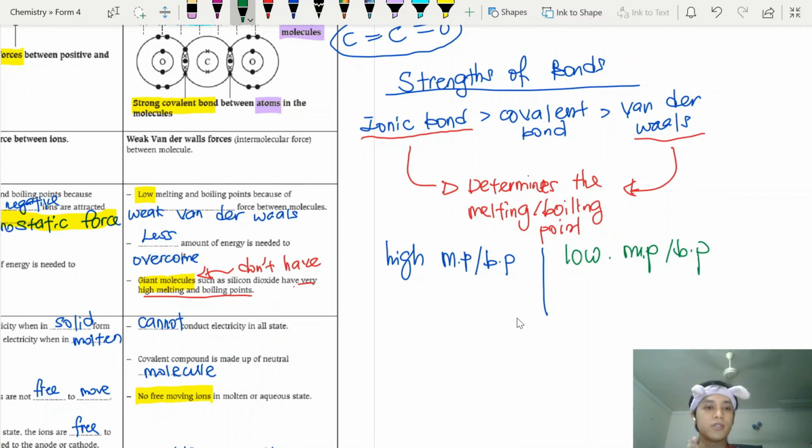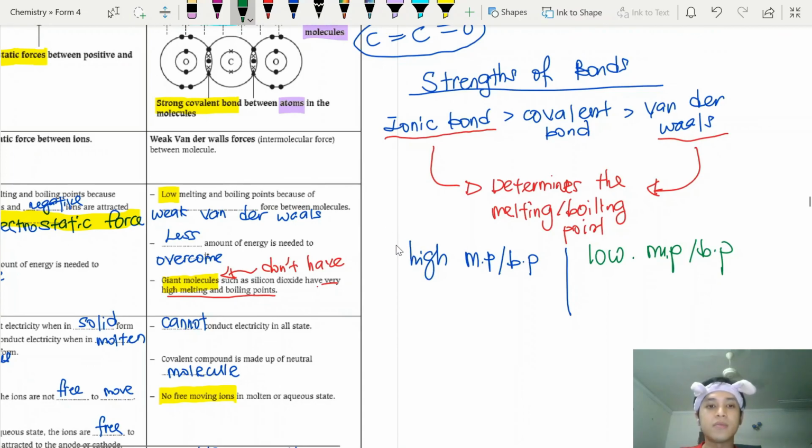So that is it. It's a very short video, just to show you the differences between an ionic compound and a covalent compound.